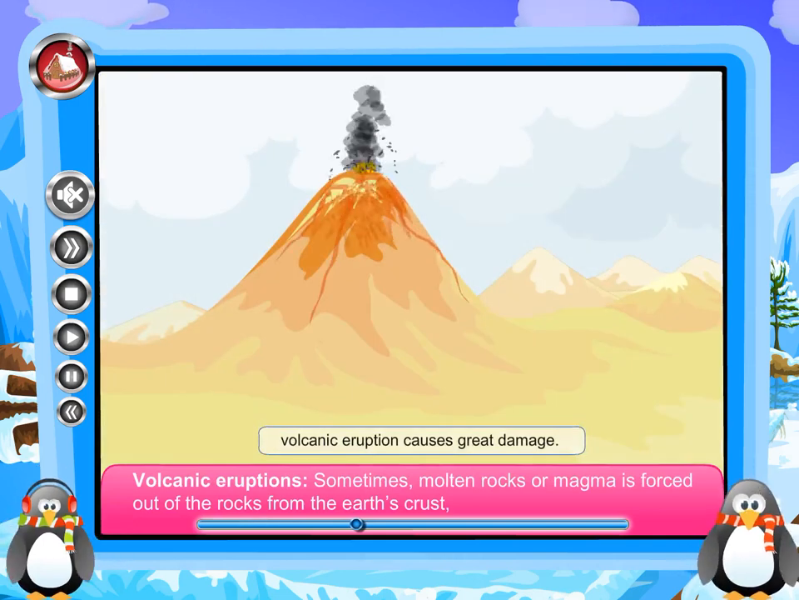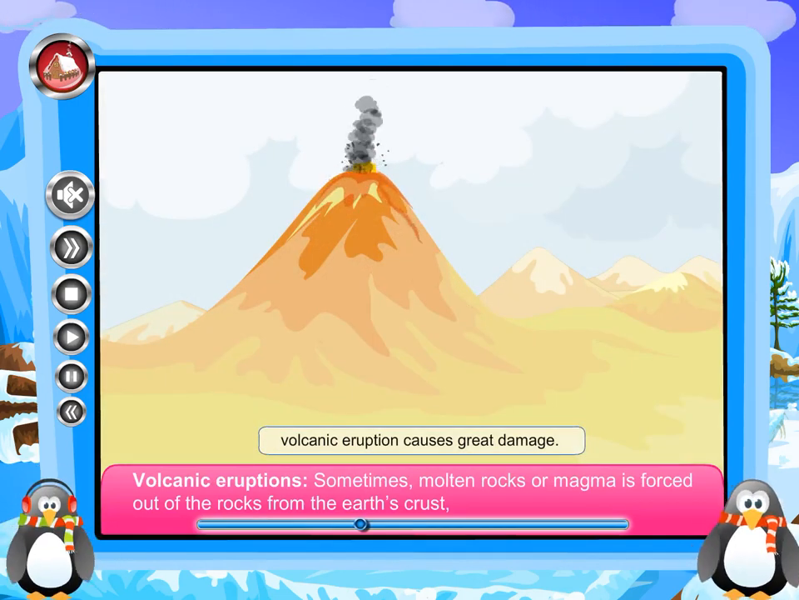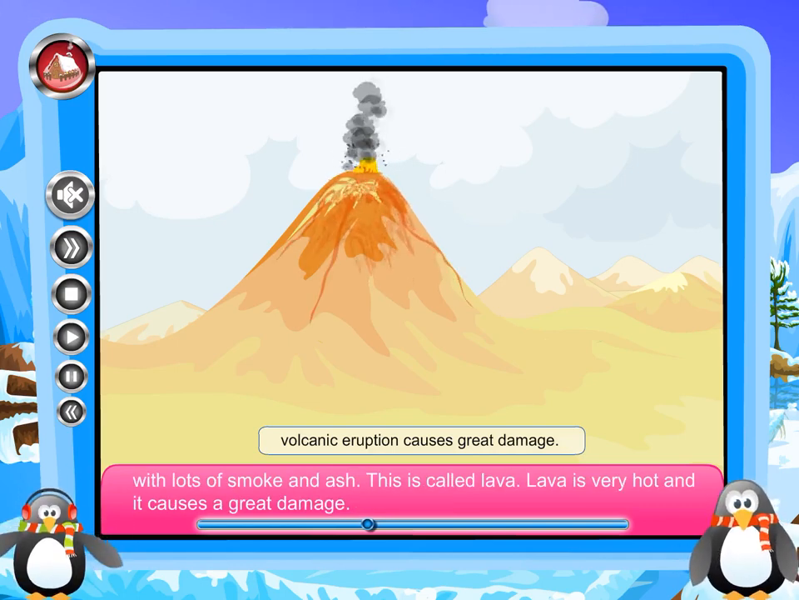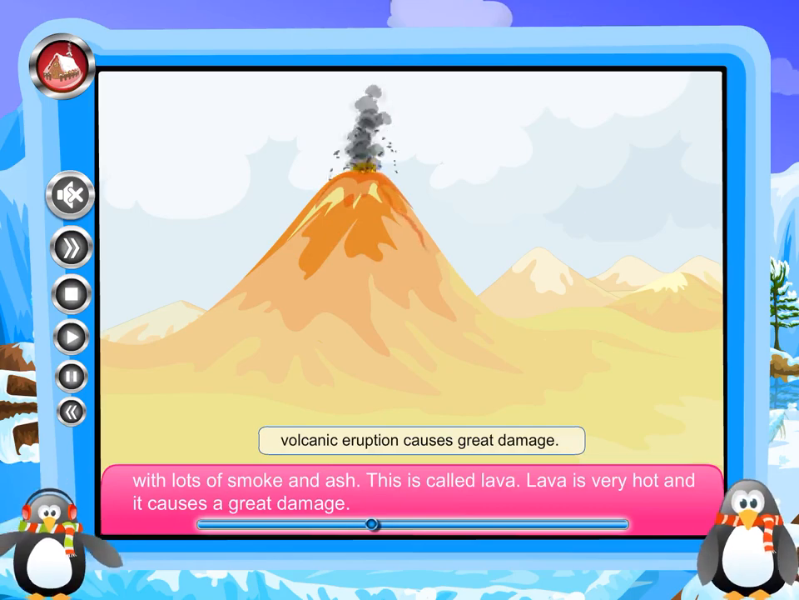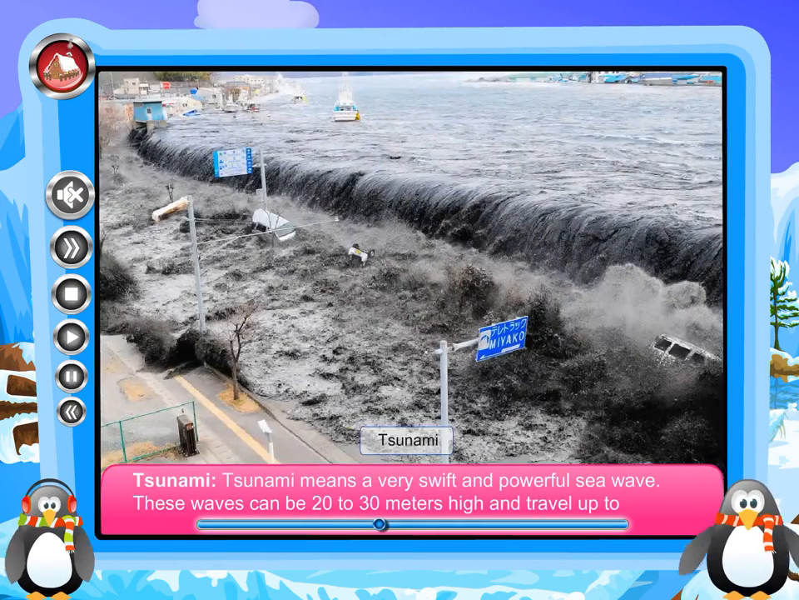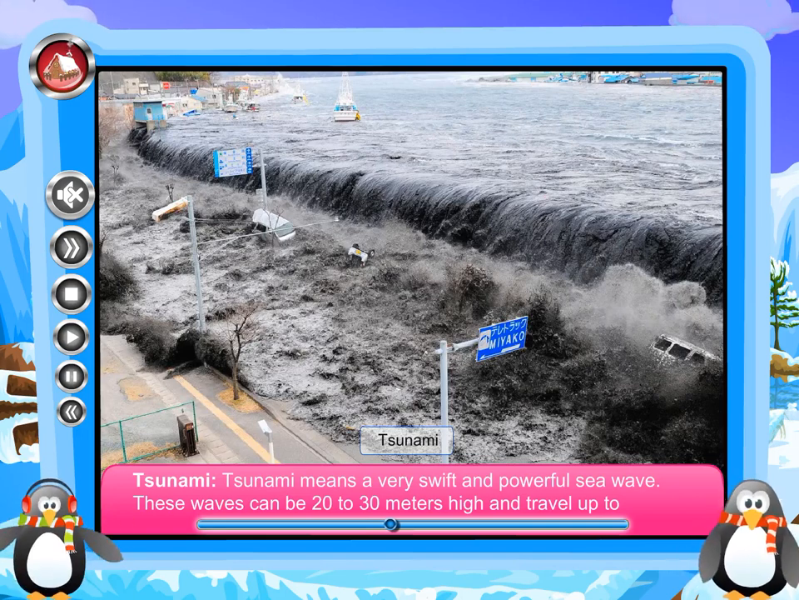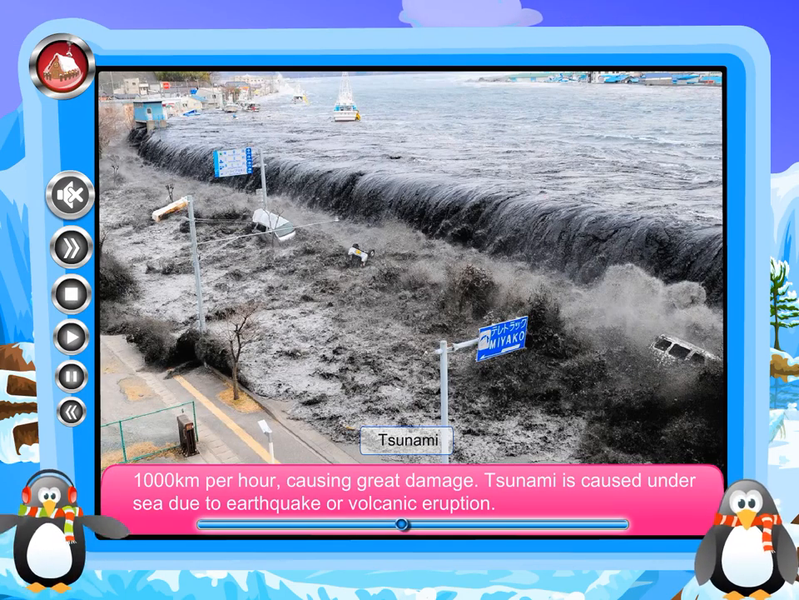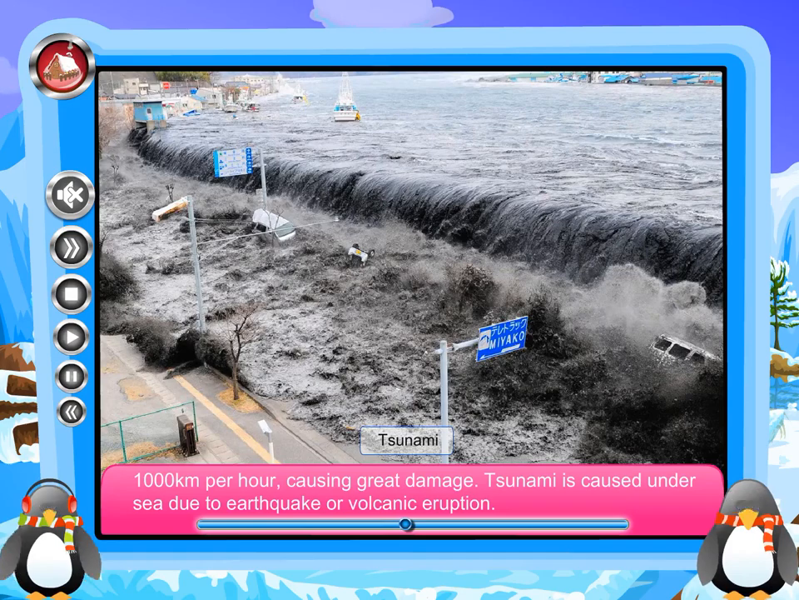Volcanic eruptions. Sometimes molten rocks or magma is forced out of the rocks from the earth's crust with lots of smoke and ash. This is called lava. Lava is very hot and it causes great damage. Tsunami. Tsunami means a very swift and powerful sea wave. These waves can be 20 to 30 meters high and travel up to 1000 kilometers per hour, causing great damage. Tsunami is caused undersea due to earthquake or volcanic eruption.